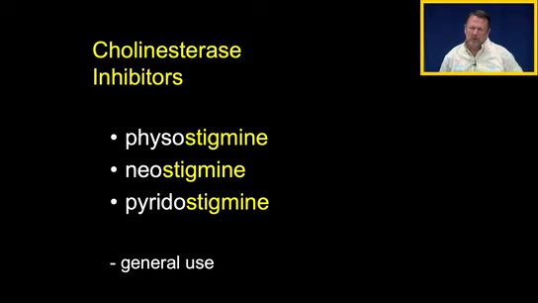Some typical cholinesterase inhibitors are physostigmine, neostigmine, pyridostigmine. The stigmines are cholinesterase inhibitors. They are cholinomimetic by blocking the breakdown of acetylcholine. And they have all sorts of interesting uses. So be careful when we talk about the stigmines, because they have all sorts of cholinergic effects on all sorts of organs of the autonomic nervous system.